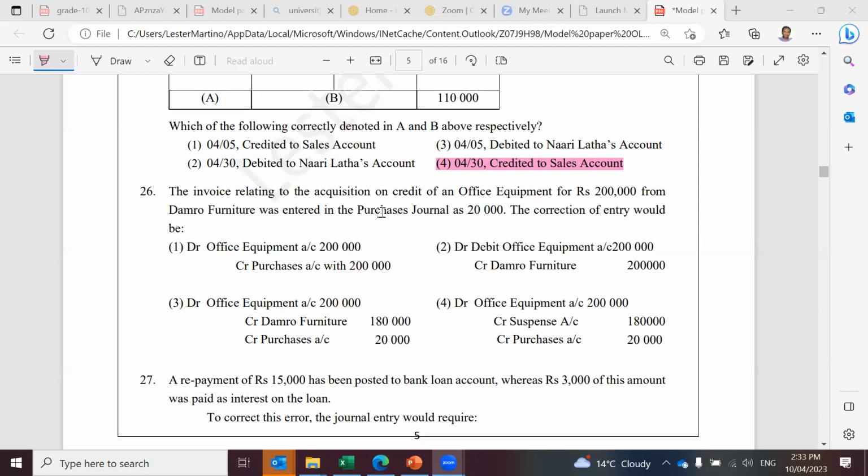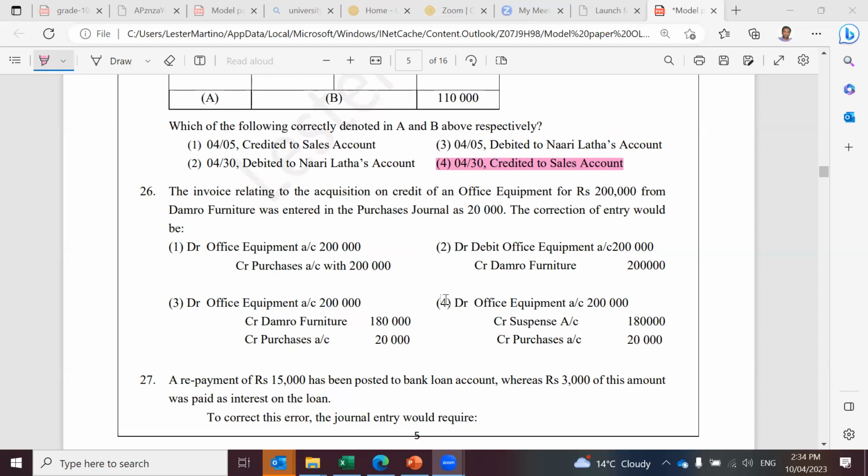How do you correct that one? So office equipment debit 200,000. That's how you rectify that error. So what are the options? Office equipment account, debit 200,000, this one, and this one.